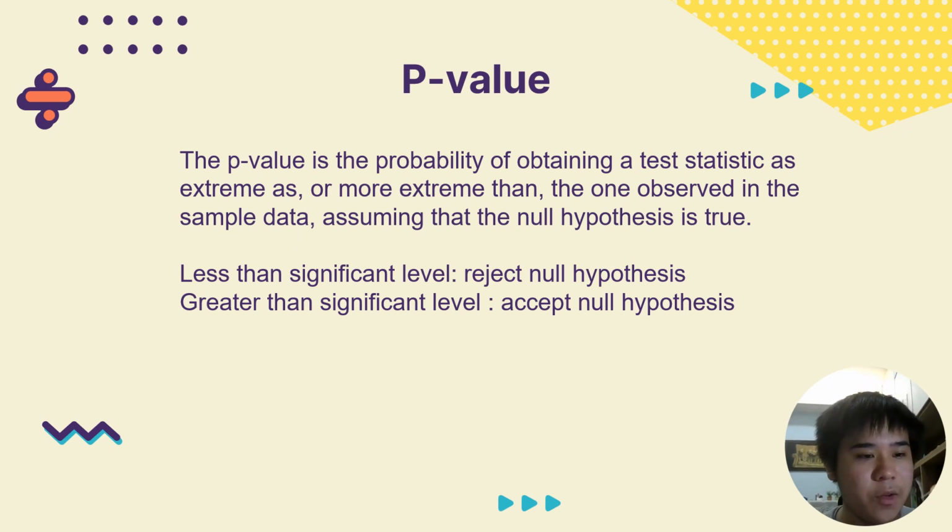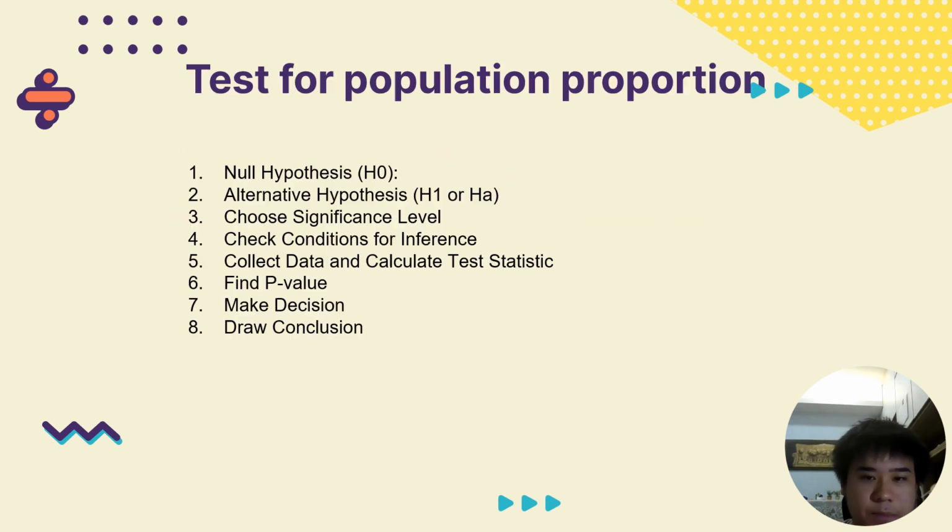Moving on, let's talk about p-value. The p-value is the probability of obtaining a test statistic as extreme as, or more extreme than, the one observed in the sample data, assuming that the null hypothesis is true. When the p-value is less than the significance level, you reject the null hypothesis. When it is greater than the significance level, you accept the null hypothesis.